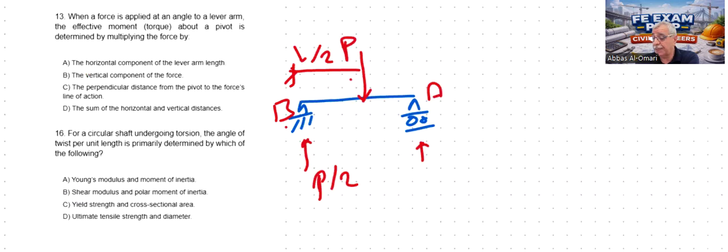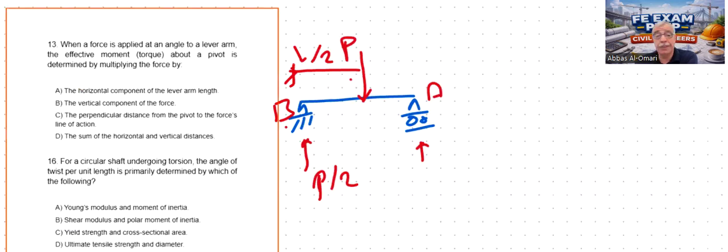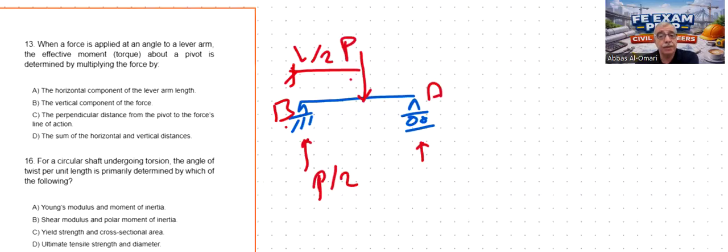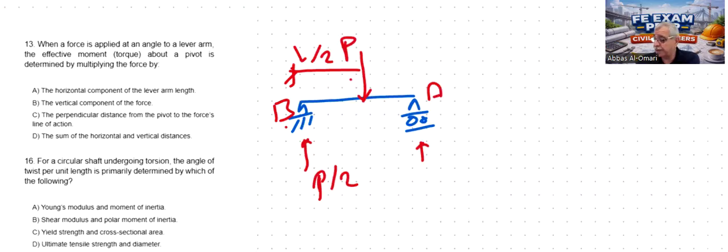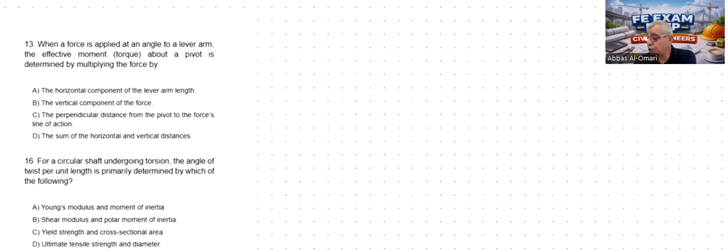When a force is applied at an angle to a lever arm, the effective moment about a pivot is determined by multiplying the force by. Now we know moment is distance by force. This is the definition of the moment. Moment is distance by force. Now the force and the distance should always be perpendicular.